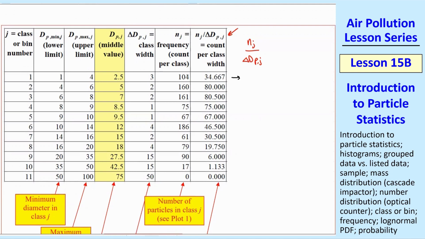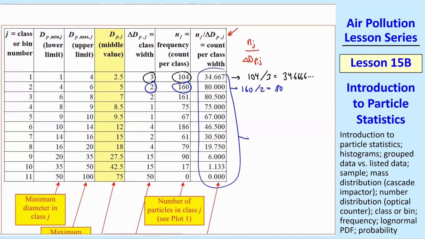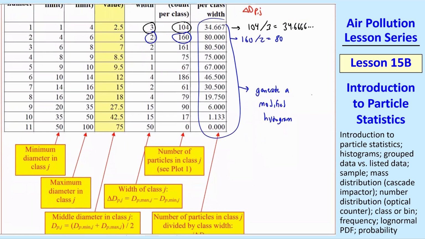So for example, I have nj in this first row, or first bin, 104 divided by the width of that bin, which is 3, and that gives me 34.6666. This one is easier, 160 divided by 2, or 80. Now I can use this column of data to generate a modified histogram.